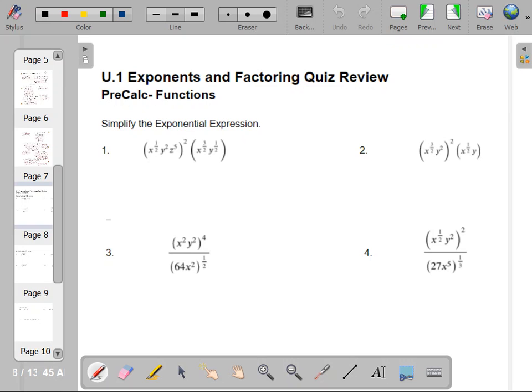Hello, ladies and gentlemen. It is quiz review time. So we're going to start off with some radicals, some rational exponents, and then some factoring.